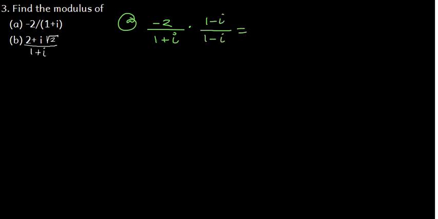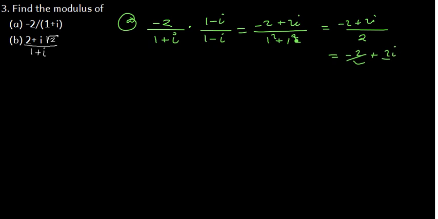This will give us negative 2 times 1 is negative 2. Negative 2 times negative i will give us positive 2i. And since in the denominator I'm multiplying a number by its conjugate, we get the first number squared, that is 1 squared, plus the number in front of the i, which is 1, also squared. So that gives negative 2 plus 2i divided by 1 squared plus 1 squared, which is 2. So that will give us negative 2 over 2 plus 2i over 2, which simplifies into negative 1 plus i.